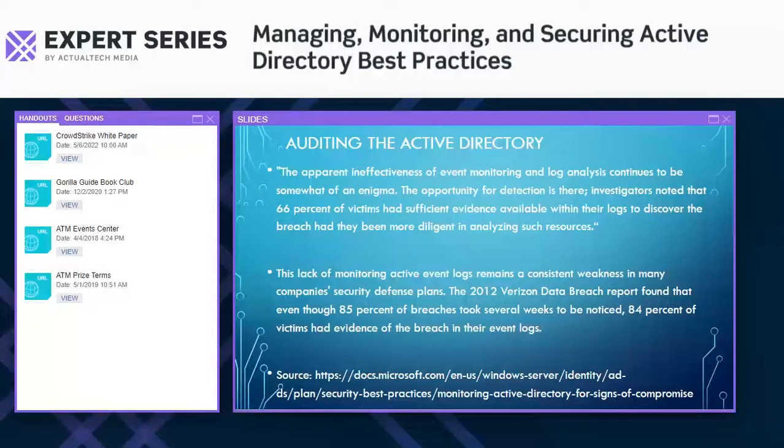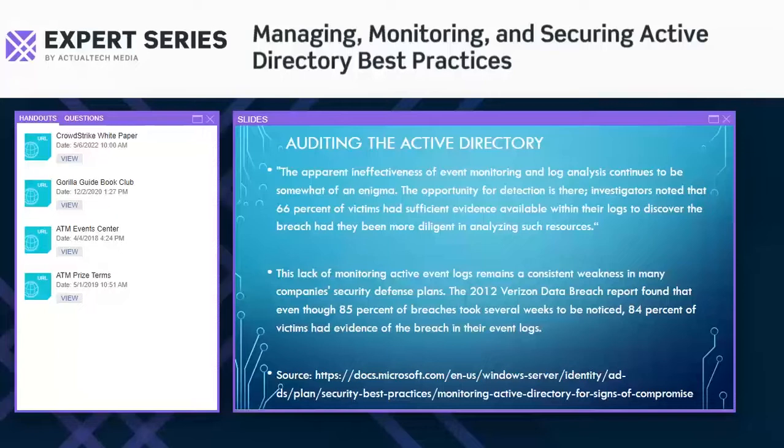The 2012, so again, this is an older one, but I believe that the concept is still relevant. The 2012 Verizon Data Breach Report found that even though 85% of breaches took several weeks to be noticed, 84% of victims had evidence of the breach in their logs. So in other words, organizations aren't really noticing when breaches happen, and the main reason why they're not noticing this is because they're not being proactive in reviewing their logs.